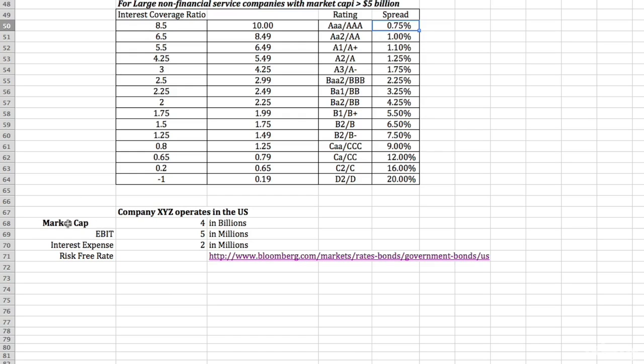As you can see, the company that we are analyzing is operating in the US, and therefore the market capitalization is 4 billions. The earnings before interest and taxes is 5 millions, and the interest expense is 2 millions. Now, eventually we're going to have to find also our risk-free rate to assess the cost of debt. Let's take one step at a time.